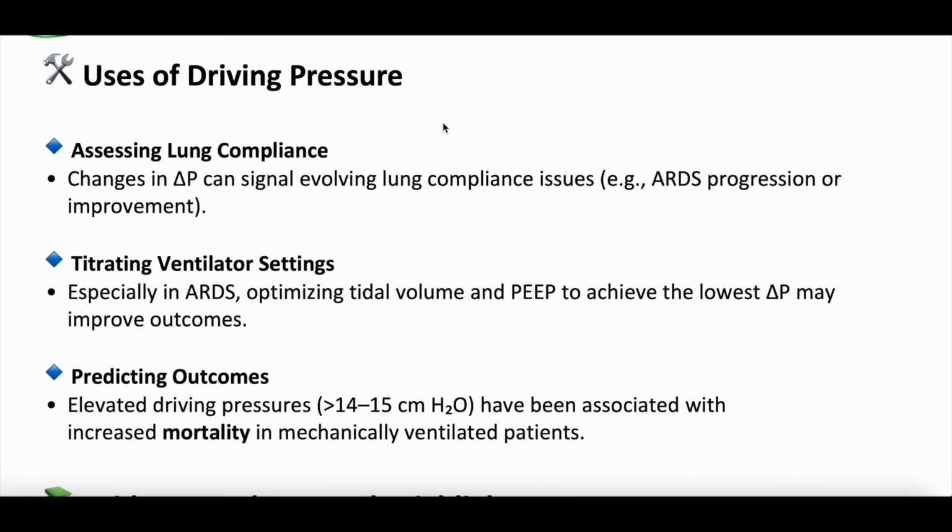So if you are not changing the PEEP, but the driving pressure is getting worse or getting better, it suggests the lungs are getting more or less compliant. So again, just a scenario: the plateau pressure is 20, the PEEP is 5. Your driving pressure is 15, right? Driving pressure is 15 because it's your plateau minus your PEEP. And you haven't made any adjustments, but you check a driving pressure the next day, and the driving pressure the next day is 22. That's probably too robust of a change, but you get the point.